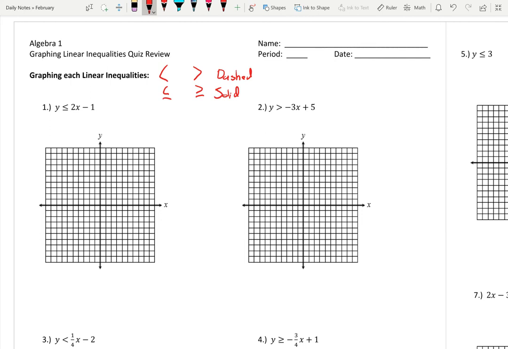The less than stuff will be the stuff you shade below, and the greater than stuff will be the stuff you shade above. And the other thing that you need to keep in mind is if you divide by a negative, your sign flips. So keep that in mind as well.